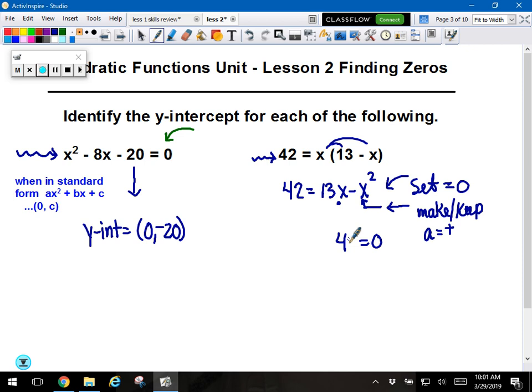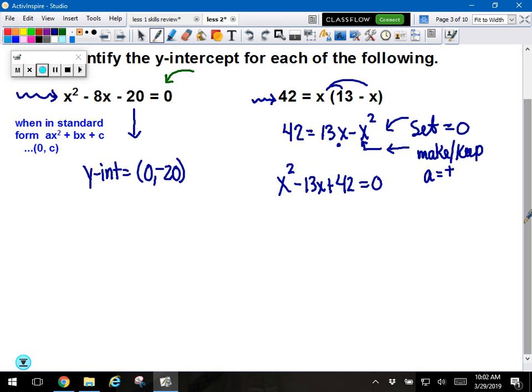My 42 is going to stay positive. I'm going to subtract the 13x, and I'm going to add the x squared to get my quadratic in standard form. The whole goal is to find the y-intercept, and once we get it in standard form, you can see that my y-intercept is a positive 42. So the answer is (0, 42). Please feel free to pause, but I'm going to move on to the next problem.